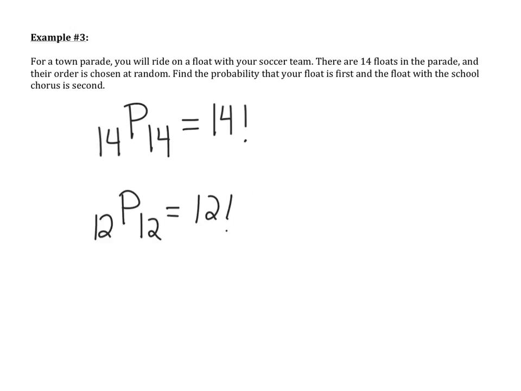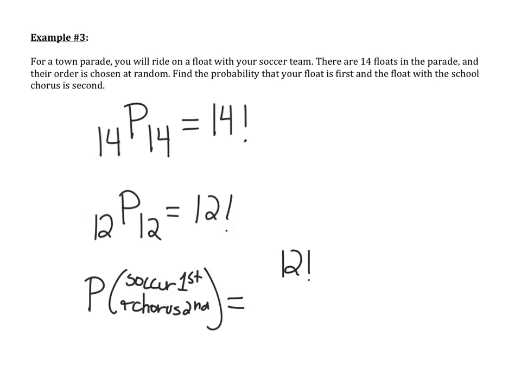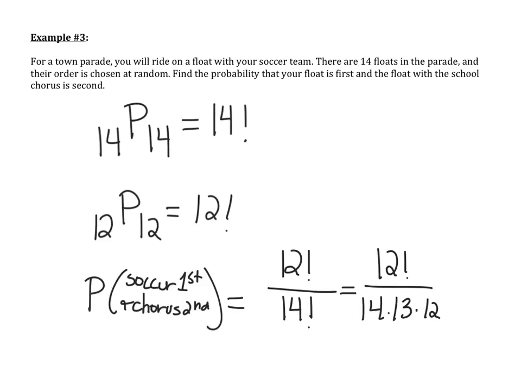So again, when we find probability, we write it as the probability of the soccer team going first and the chorus going second. The favorable outcomes was on top, so 12 factorial. And the possible total outcomes goes on the bottom, which was 14 factorial. So if we think about expanding this, 12 factorial will stay on top, and then we would have 14 times 13 times 12, and then we keep going down, but that would just be 12 factorial. So the 12 factorial on top would cancel with the 12 factorial on the bottom, so we would have 1 over 14 times 13.